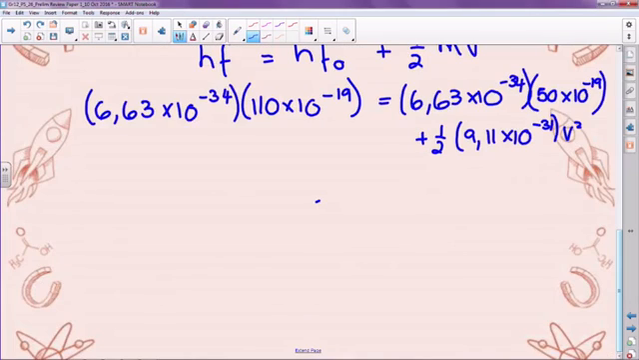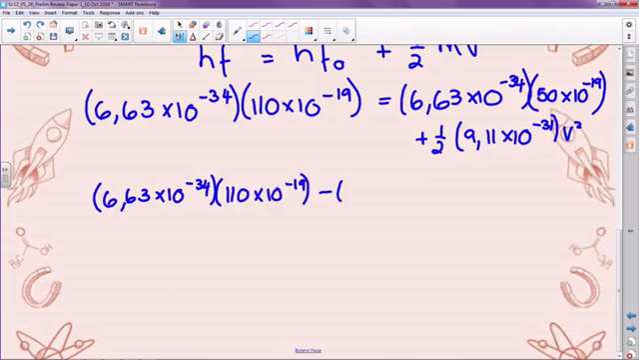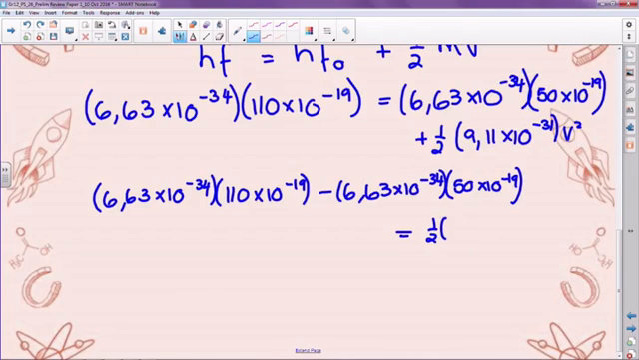Now, what will happen here is I'm not going to do all the bits and pieces. I'm going to show you what I would put into the calculator to get the v squared on its own. I'm going to end up going 6,63 times 10 to the minus 34 times 110 times 10 to the minus 19. Then I'm going to minus the 6,63 times 10 to the minus 34 times 50 times 10 to the minus 19. And that, of course, would be equal to a half times 9. All right, so that would be the first step.